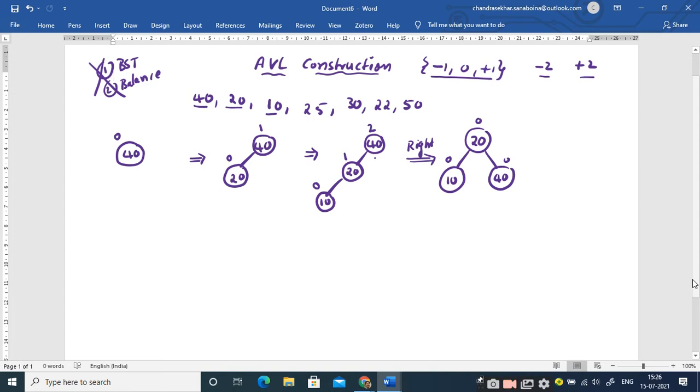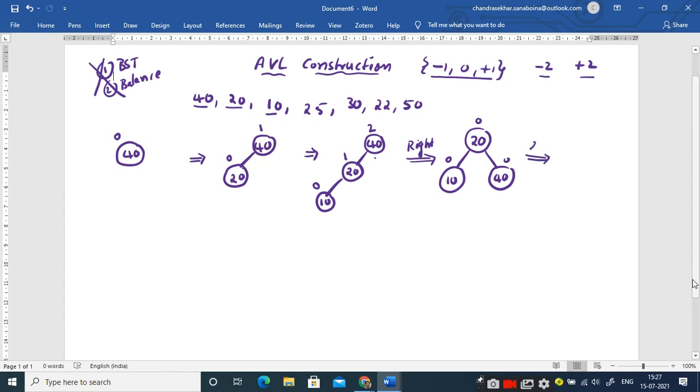My point of discussion here is never ever construct the entire BST first and then try to balance the tree. It is impossible. Is it clear? Yes, clear, sir.